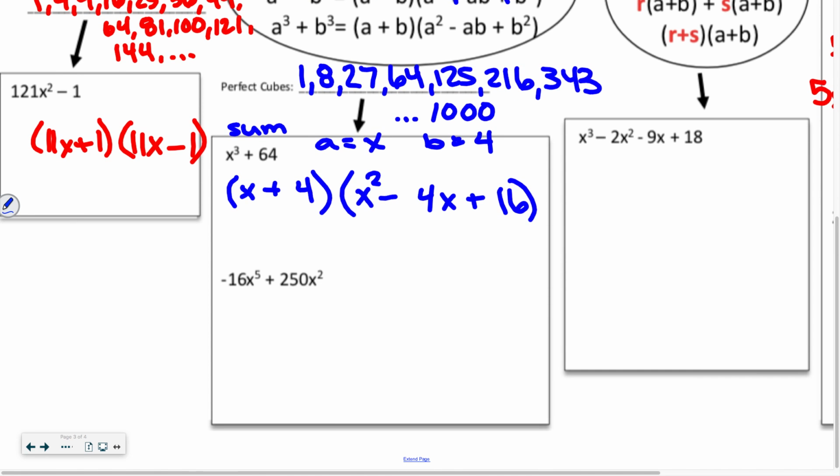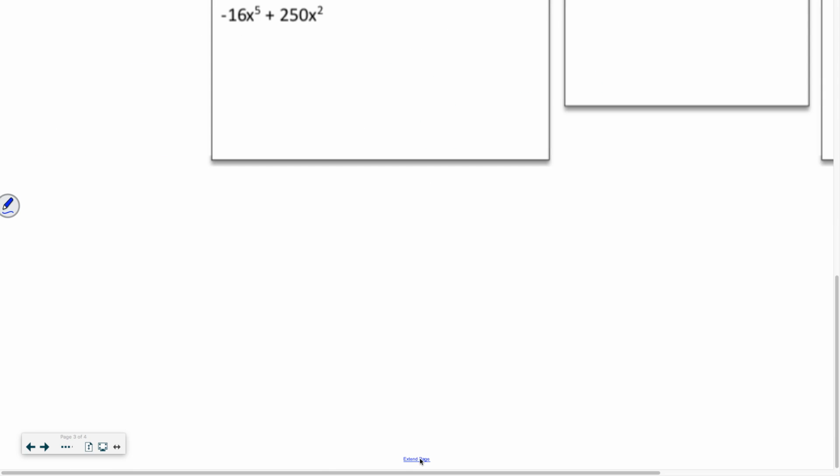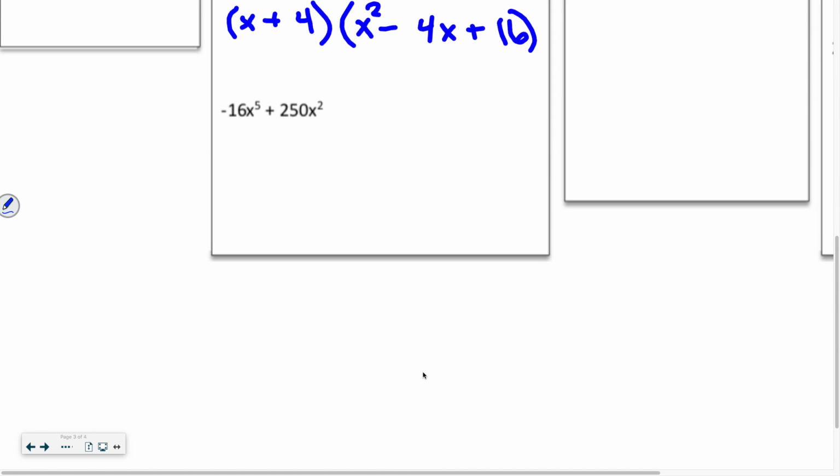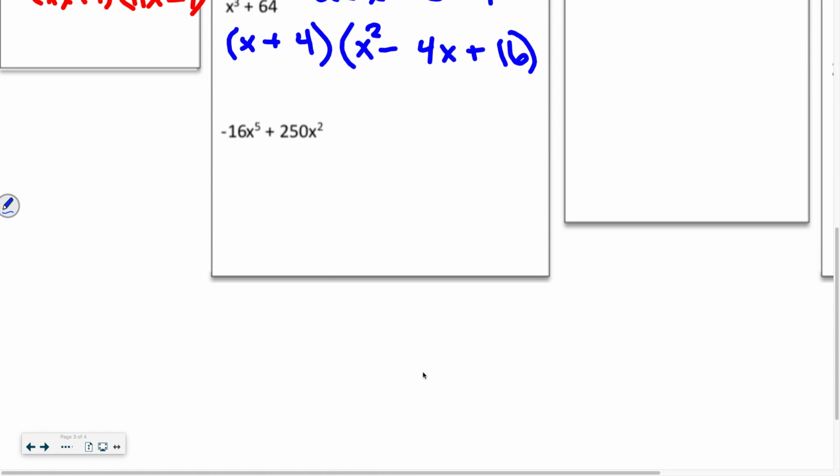Now, it's going to be worthwhile for us to talk about the next one. If I came across negative 16x to the 5th plus 250x squared, now I notice that it has only 2 terms. 16 is a perfect square, but x to the 5th isn't. 16 is not a perfect cube. So then what else might I be doing? The first thing I should check for.